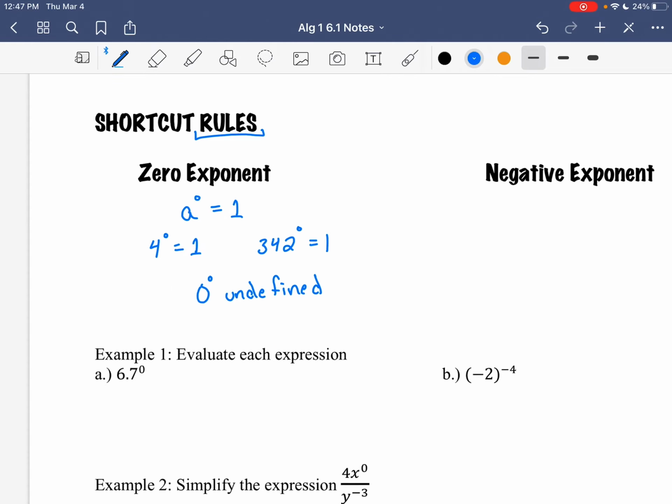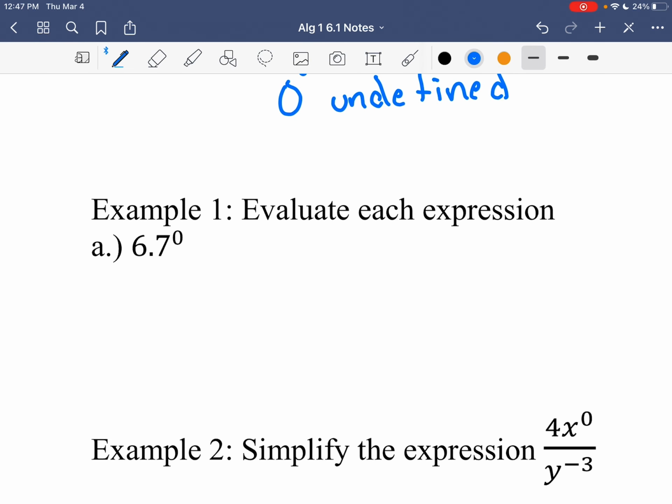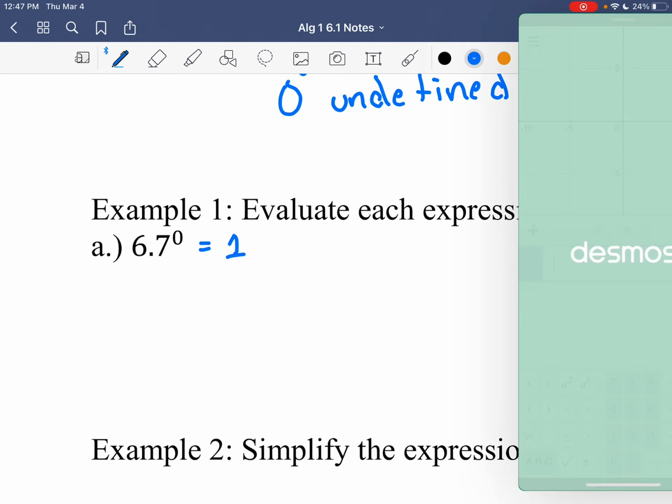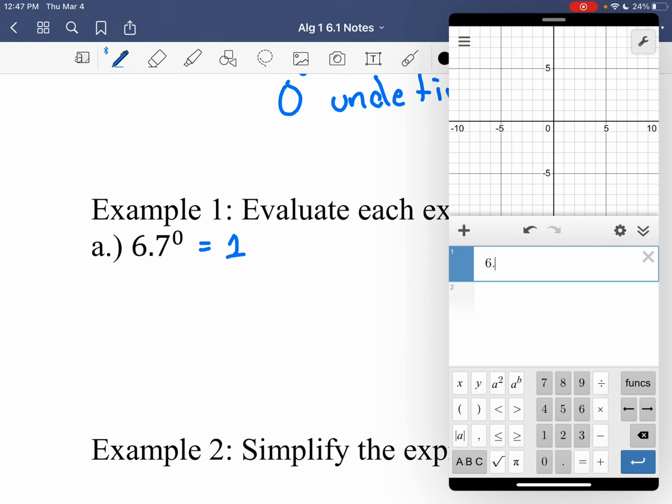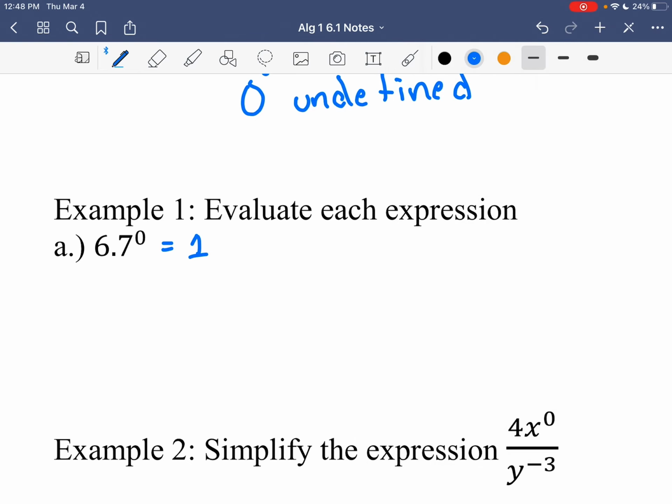So if we come down here and do this very short example, evaluate each expression, 6.7 to the 0 power is 1. Now you could make more work for yourself. We could bring up a calculator and take 6.7 to the 0 power. I'm going to need my keyboard. And Desmos will give you 1. Your graphing calculator will also give you 1. But why go through the work of grabbing a calculator when I know that's just 1?